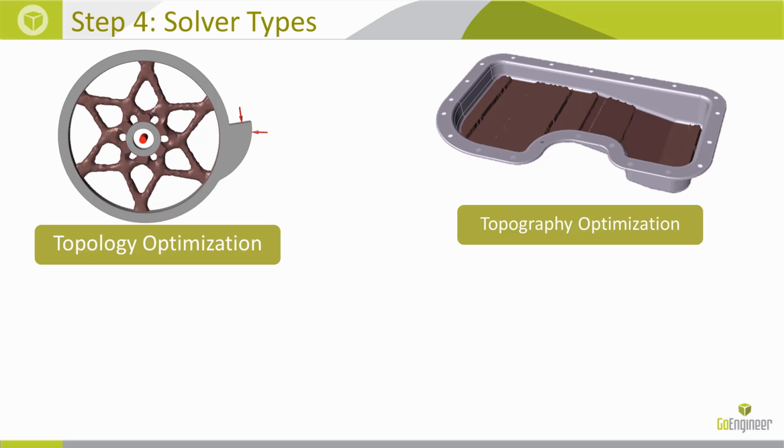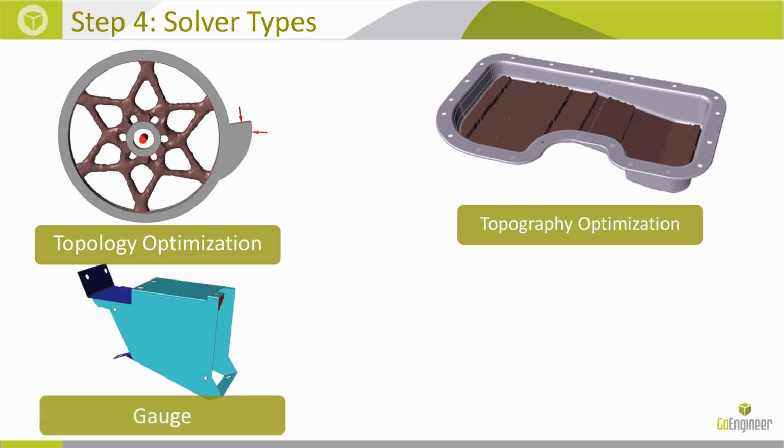Your models continue to stay watertight, whereas in topology, that's not the case. You actually have holes in the middle. Then you have gauge optimization. In gauge optimization, think of a sheet metal application where you're looking at what's the minimum thickness I need to make sure that this part is going to work for whatever application it has.